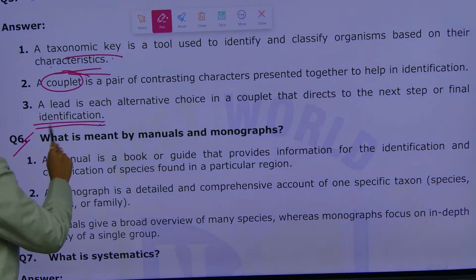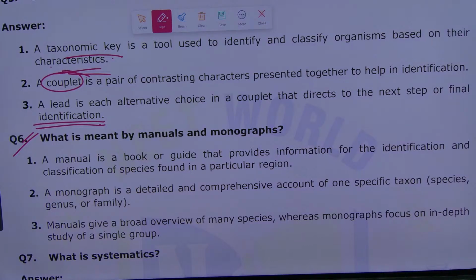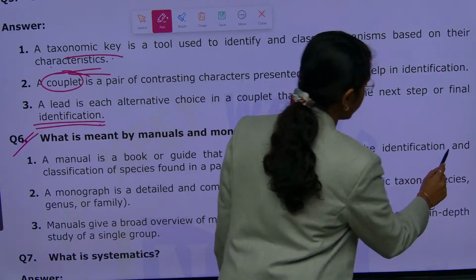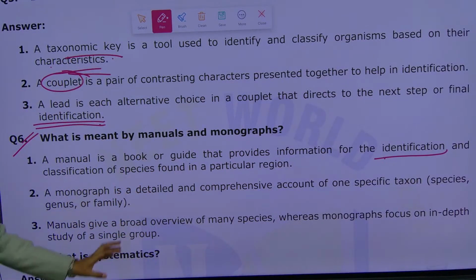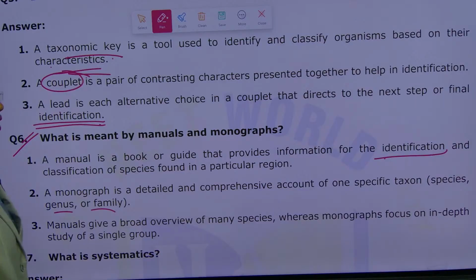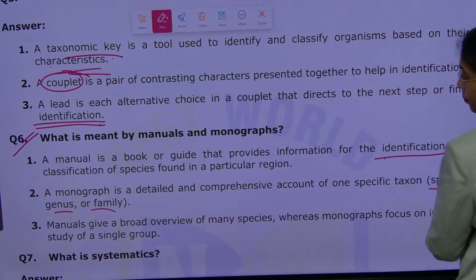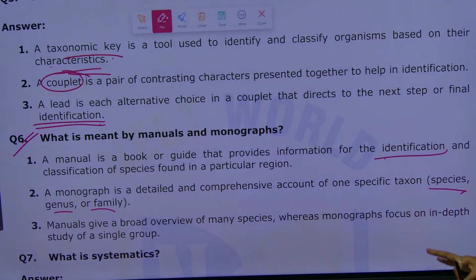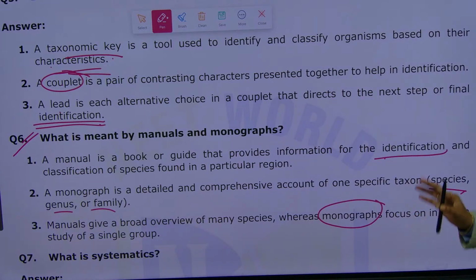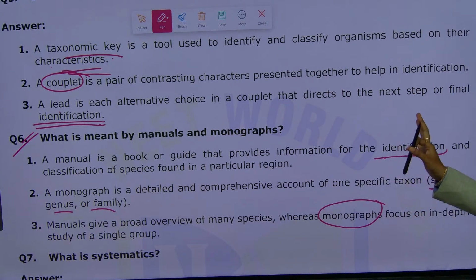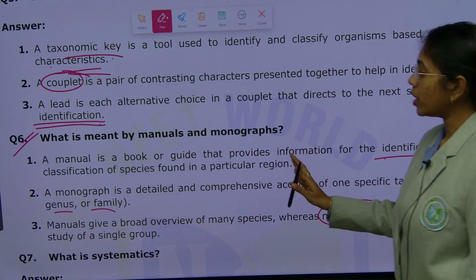Next, what is meant by manuals and monographs? Complete taxonomic aids are important for VSAQs. A manual is a book or guide that provides information for identification and classification of species found in a particular region. A monograph is a detailed or comprehensive account of a specific taxon like a species, genus or family. Manuals give a broad overview of many species, whereas monographs focus on an in-depth study of a single group. This is the total information on manuals and monographs.